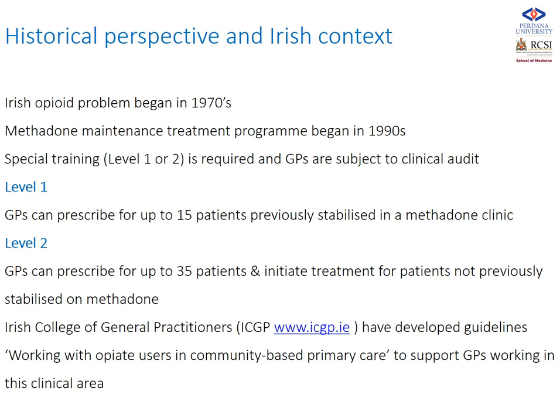There are two levels of GPs involved in opioid management and methadone maintenance programs. These are level 1 GPs who can prescribe for up to 15 patients who are previously stabilized in a methadone clinic. Then there are level 2 GPs who can prescribe for up to 35 patients and initiate treatment for patients not previously stabilized on methadone. The Irish College of GPs have developed guidelines called Working with Opiate Users in Community-Based Primary Care to support GPs working in this area.